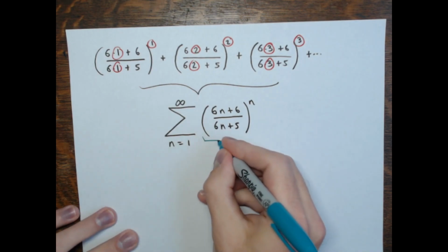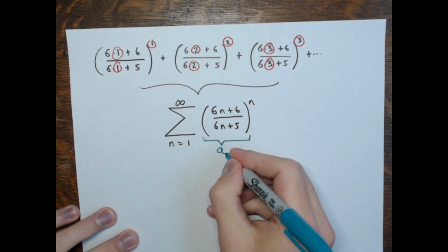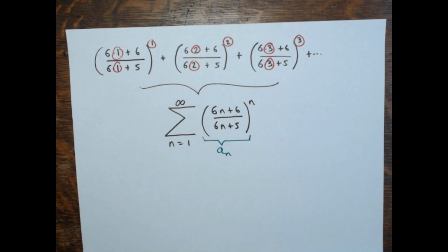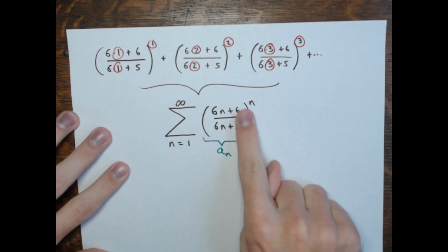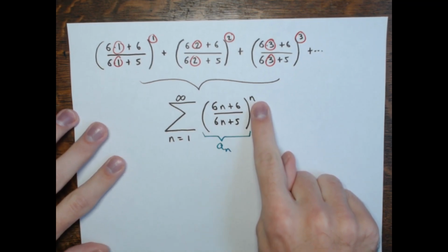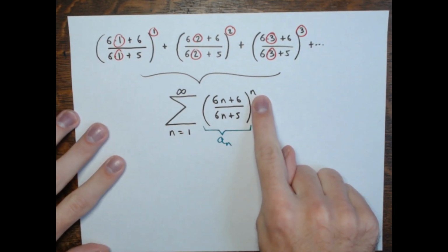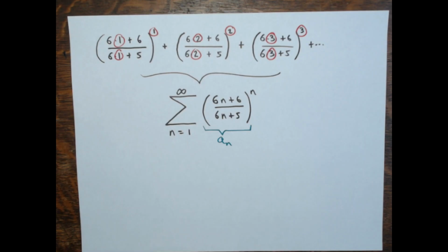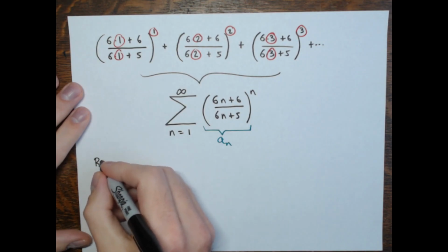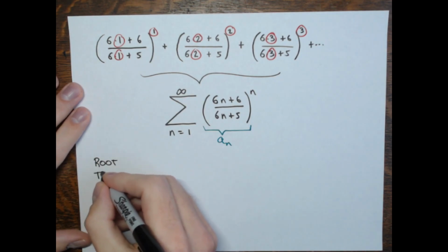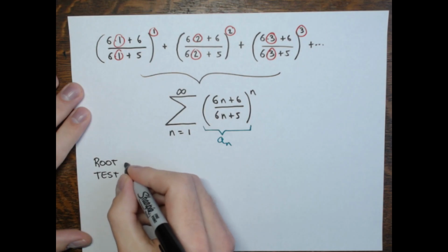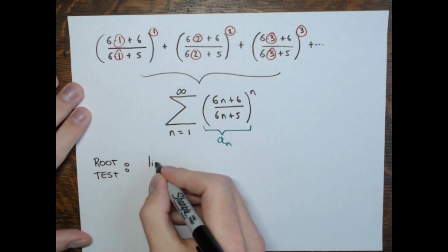So there's a sub n, right? These (6 times n plus 6) over (6 times n plus 5) raised to the nth power. Notice, once again, it is all something to a power of n, right? To some nth power. Good indicator that the root test will be a good test. So once again, I'm applying the root test. So remember, you're taking this limit.